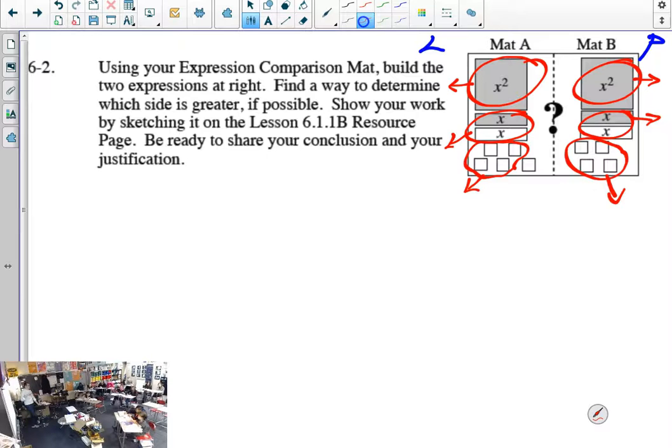Draw the circles around 0 pairs, or the fact that these are the same. You might write a little note that these are the same between both sides.